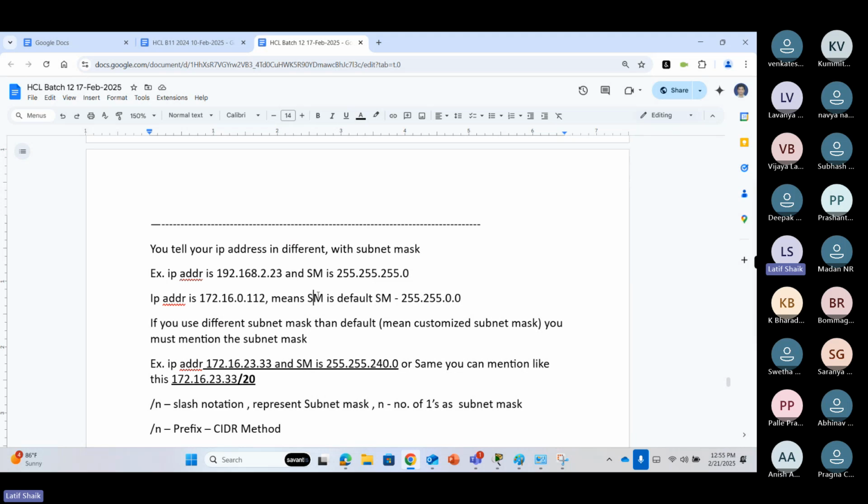By default, we generally use the default subnet mask only. That type of IP or network we call a classful network, with the default subnet mask. But if you change the subnet mask for subnetting purposes, to change your network size, that is a customized subnet mask. If you are using a subnet mask different from the default one for your network, it means a classless network.